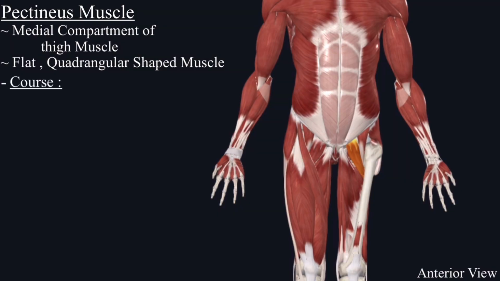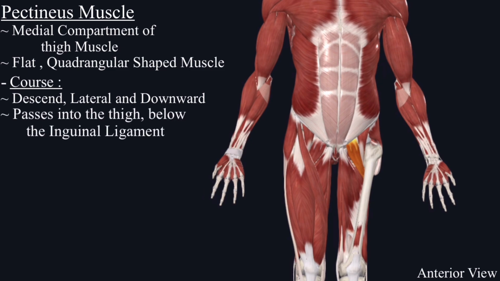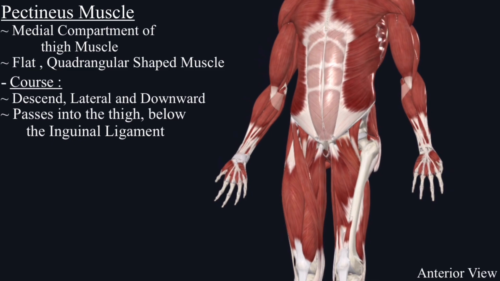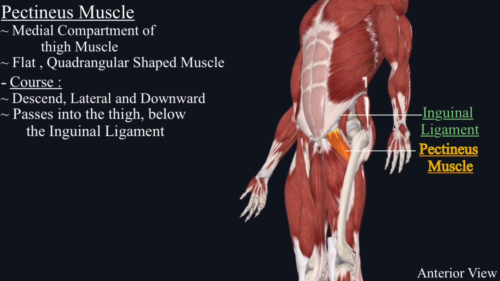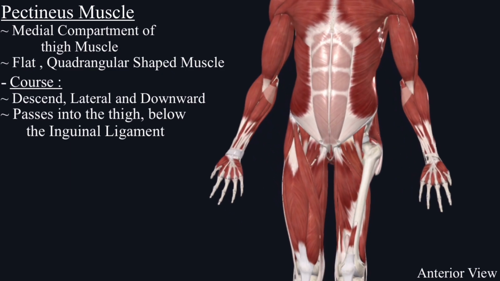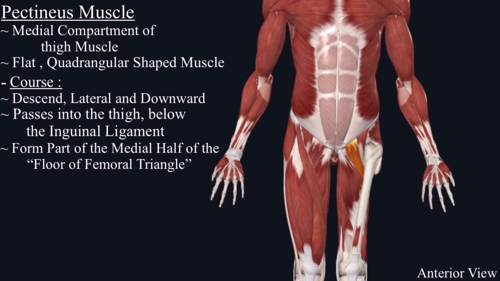After origination, it descends laterally and downward. The pectineus muscle passes into the thigh below the inguinal ligament. As you can see, this is the inguinal ligament, and the pectineus muscle passes below the inguinal ligament to enter the medial compartment of the thigh. And in the thigh, it forms part of the floor of the medial half of the femoral triangle.